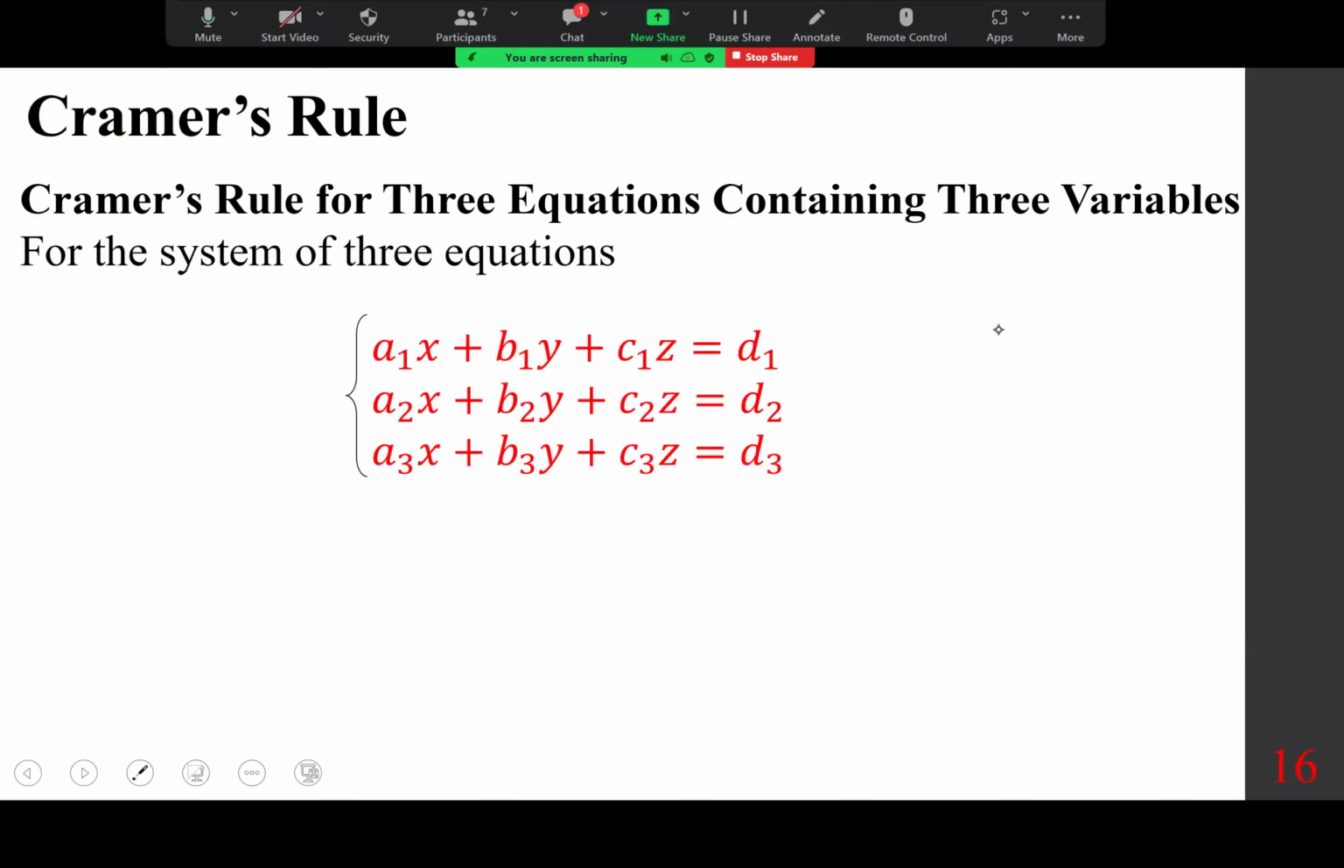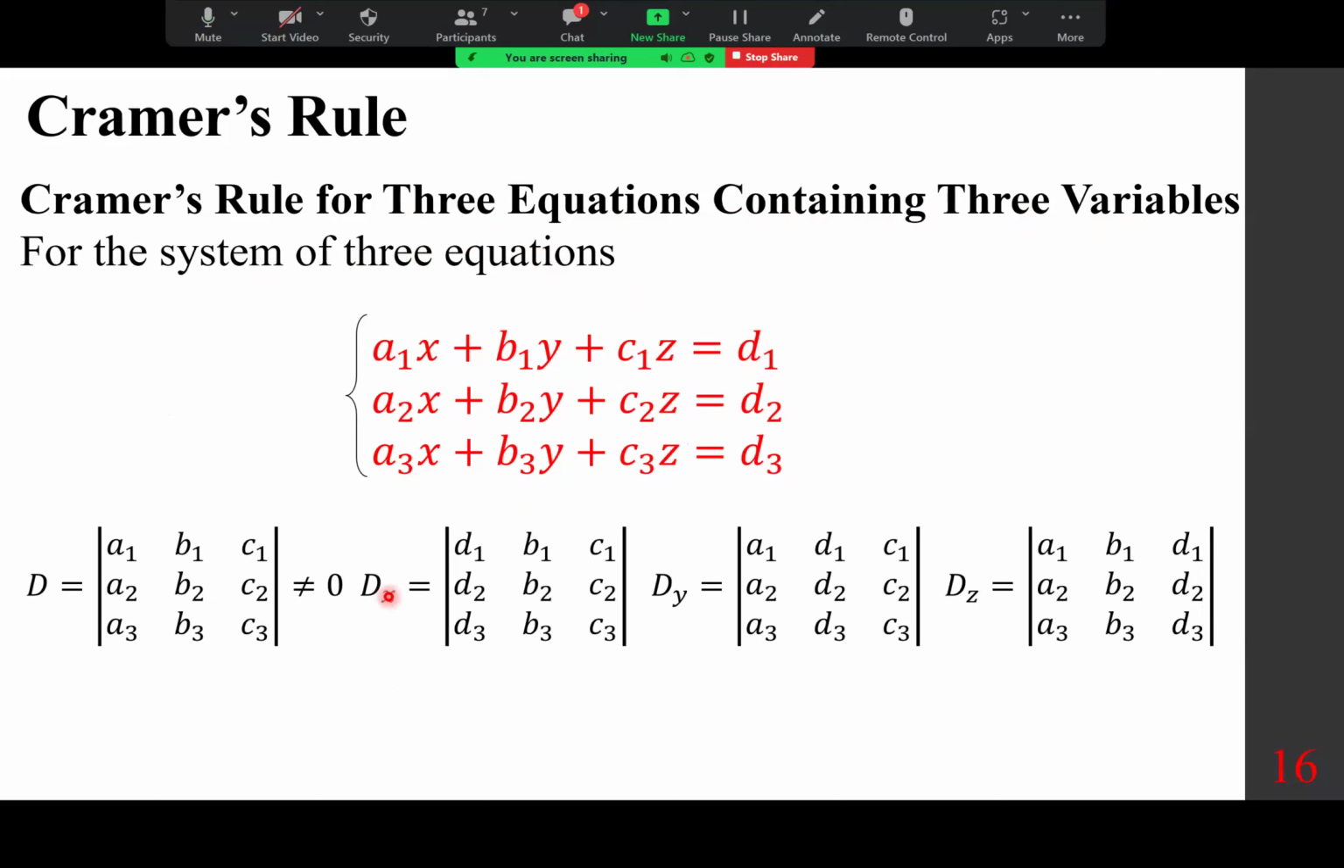Now, when it comes to Cramer's rule, we do a similar methodology for a 3 by 3 as we've done for 2 by 2. Cramer's rule for 3 equations containing 3 variables, for the system of 3 equations. So D is the determinant of a coefficient matrix. D sub x, these 3 are replaced with these 3. D sub y, these 3 are replaced by these 3. D sub z, these 3 are replaced by those. Okay, so take a look.